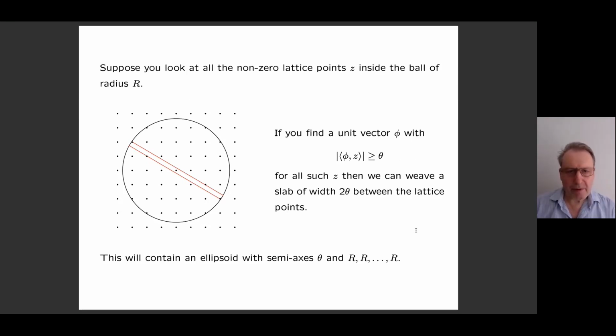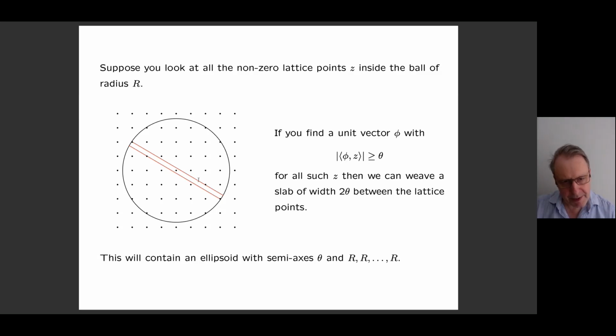Okay, so what was the crazy idea? Well, let's take a ball of very big radius R. So capital R, not little r, which is the balls you're packing. Capital R, very, very big. And let's look at all the integer lattice points inside it. Now, suppose we can find a unit vector whose inner product with all these lattice points is at least some number theta. Then what that tells us is that there is a slab of width 2 theta, theta either side of the origin, which can be woven among the lattice points.